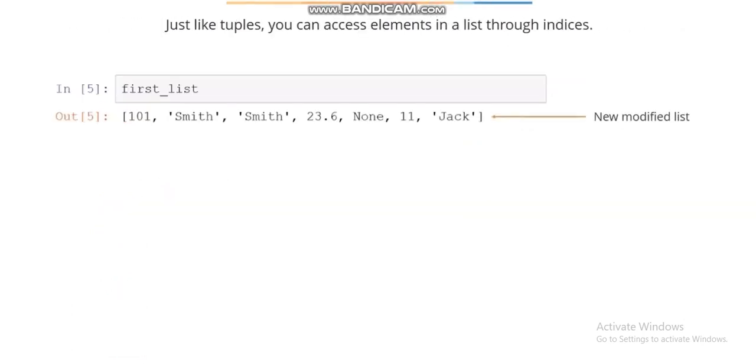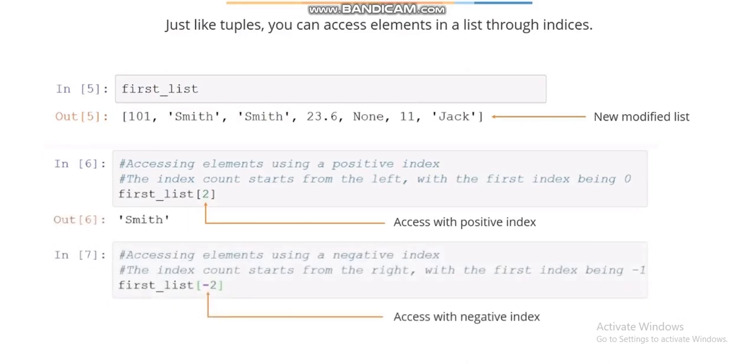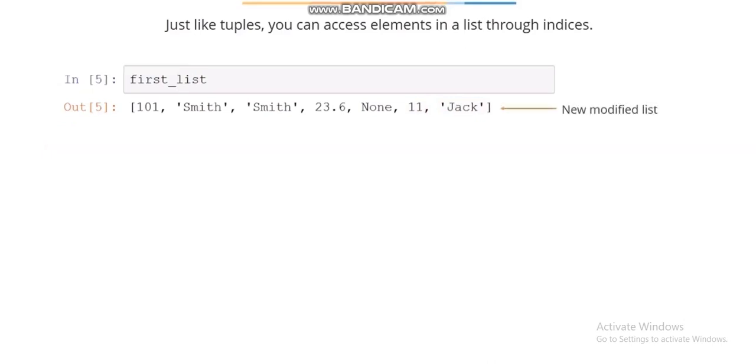Just like tuples, you can access elements in a list through indices. As you have learned earlier, positive indices are counted from the left, starting with 0. By providing the positive index, you can access the specified list element. Recall that negative indices are counted from the right, starting with -1. Since -2 refers to the second element from the right in the list, the value 11 is generated as the output.